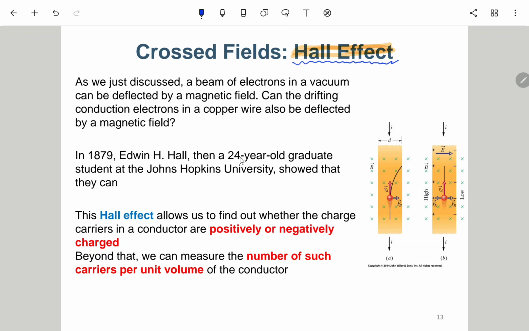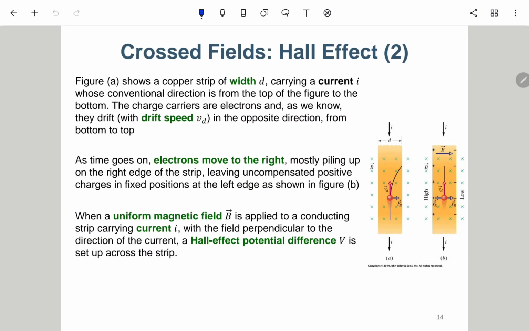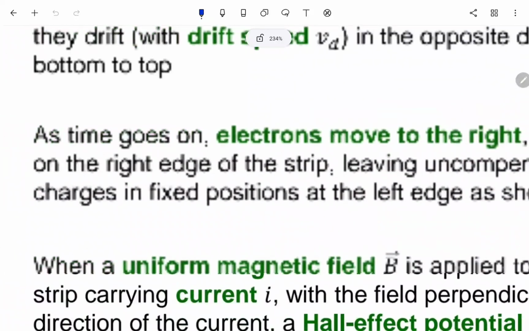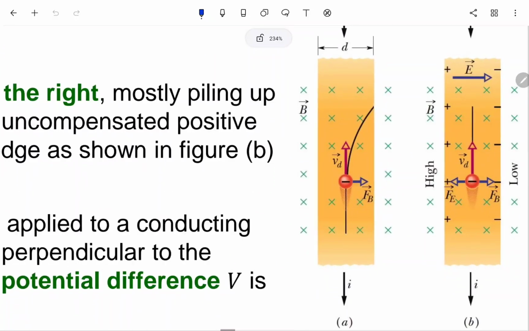Okay, so in 1879, a 24-year-old graduate student at Johns Hopkins University discovered the Hall effect. The Hall effect allows us to find out whether the charge carriers in a conductor are positively or negatively charged. Beyond that, we can measure the number of such carriers per unit volume of the conductor. Here we make quite a lot of assumptions.